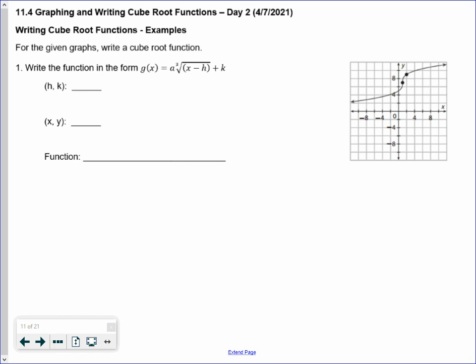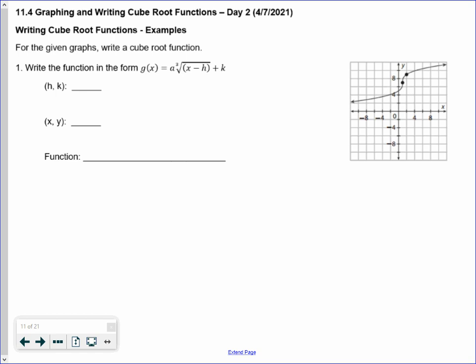How's it going, guys? Today in this video, we're going to be going over 11.4, day 2, writing cube root functions from a graph, and also modeling cube root functions. So let's go ahead and just get started.